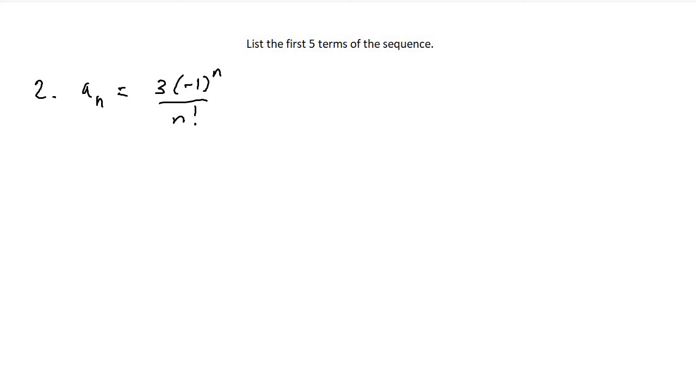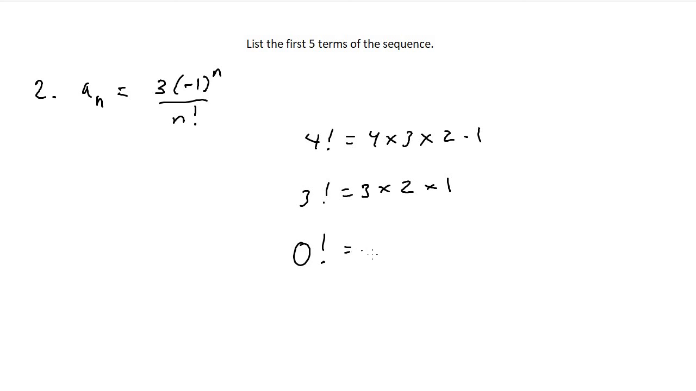So now let's say for number 2 we have to list out the first 5 terms of 3 times negative 1 to the n power over n factorial. Now remember, whenever you're evaluating a factorial you just have to multiply by all the numbers less than it until you get to 1. So if we have 4 factorial, in order to evaluate, that's just going to be equal to 4 times 3 times 2 times 1. And then 3 factorial is going to be 3 times 2 times 1. And then if you have 10 factorial, obviously 10 times 9 times 8 all the way until you get to 1. And this is good to remember, but 0 factorial is actually going to be equal to 1.